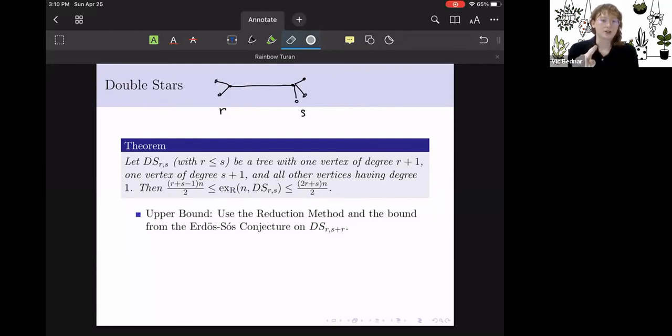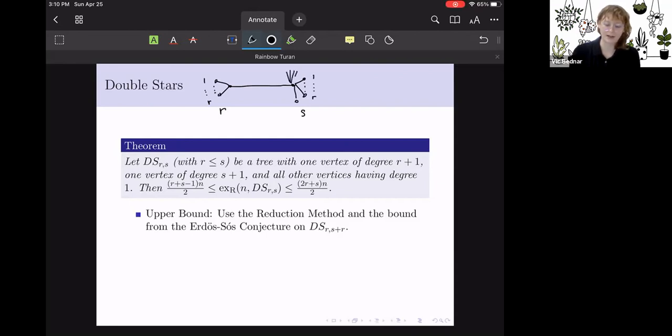The upper bound uses the reduction method and the Erdős–Sós conjecture. So if we want to color the tree above with R and S leaves, we can color these edges adjacent to these leaves with colors 1 through R. We can repeat colors 1 through R here because they're not adjacent to the leaves on the other side. And then we would have S minus R new colors.